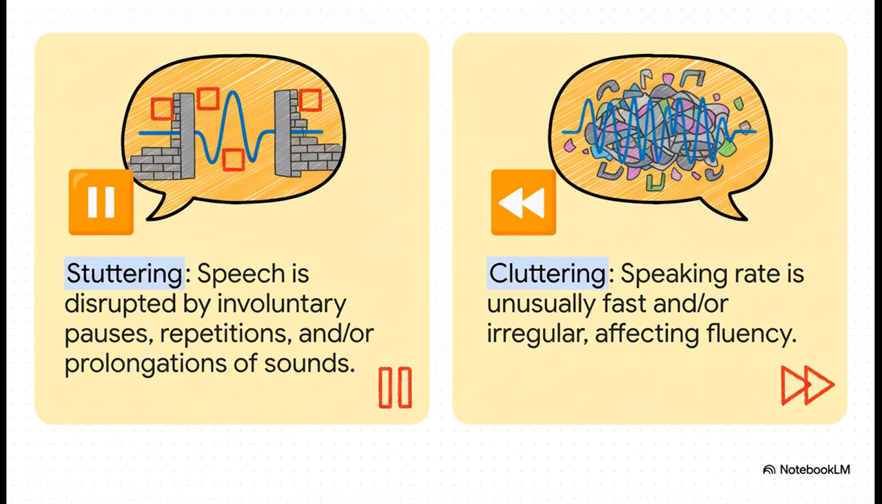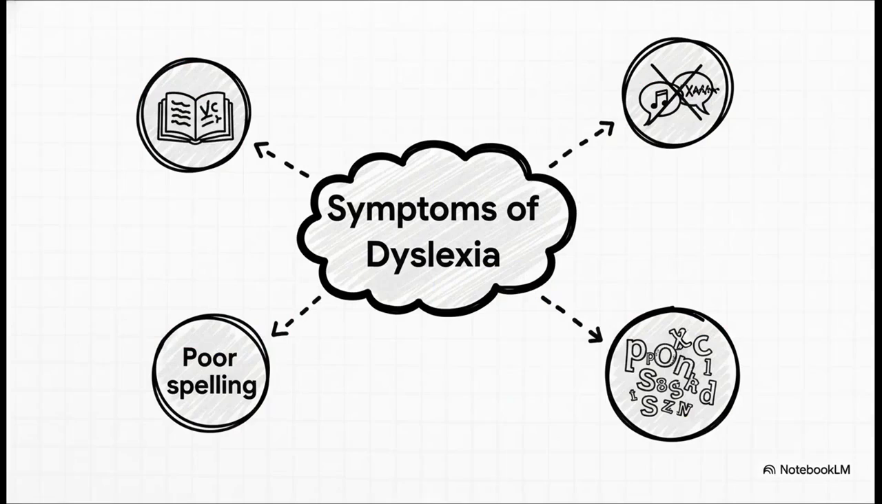But with cluttering, a person often speaks way too fast, and their thoughts might be a bit disorganized, which affects their fluency. And of course, we have to talk about dyslexia. It's a learning disability that impacts reading for people with totally normal intelligence. Now, the symptoms can vary, but at its heart, it's this profound challenge with processing the written code, specifically connecting sounds to the letters that represent them.